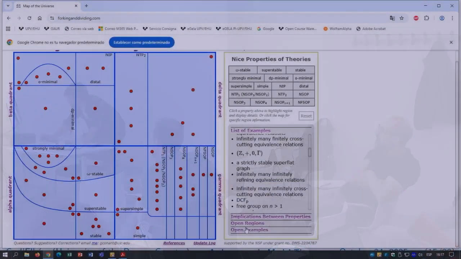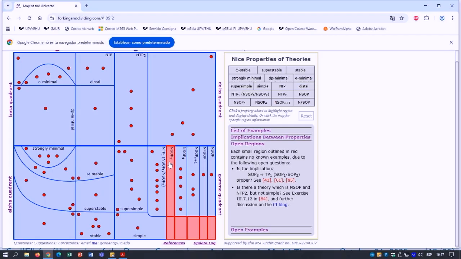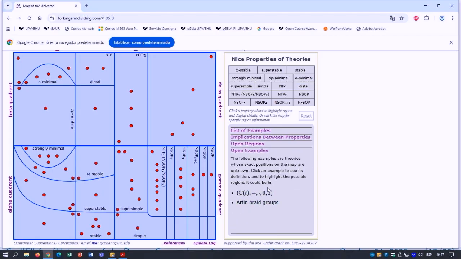No, look. Right now, we are very organized. If we look here, where is it? I don't know. Reset maybe. Yes, open regions. So those are open examples. There are a few examples. It's not up to date, but there are a few objects that we don't know where they fit at all. Exactly. And this one, for instance, the C of t, is a very classical object in mathematics. It's a very natural object.